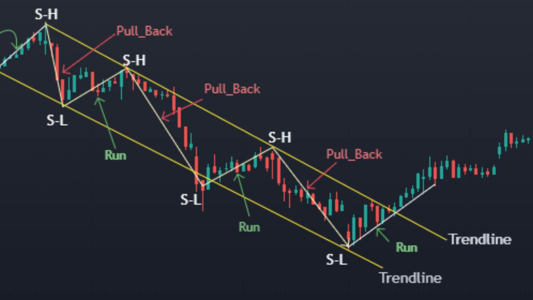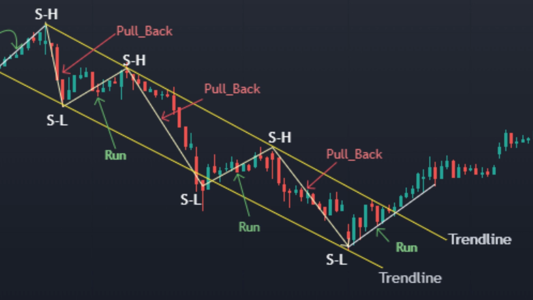Bearish trend line. A bearish trend line is drawn by connecting a series of lower highs. It indicates a downward trend in prices and suggests that sellers are in control. Each time the price rallies and fails to break above the trend line, it confirms the strength of the downward trend. Support and resistance. Trend lines can act as support or resistance levels, depending on the direction of the trend.